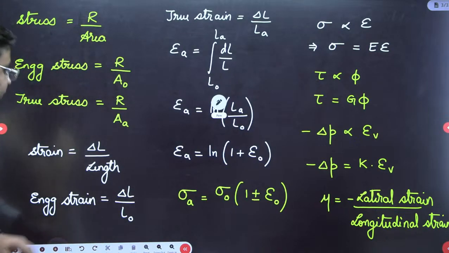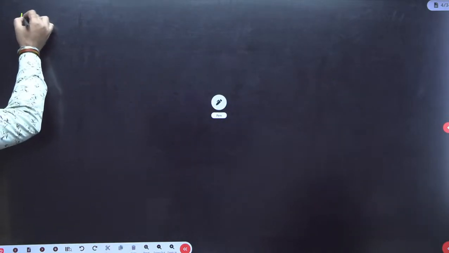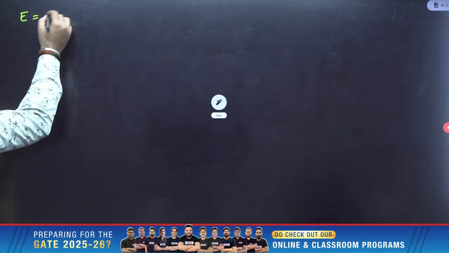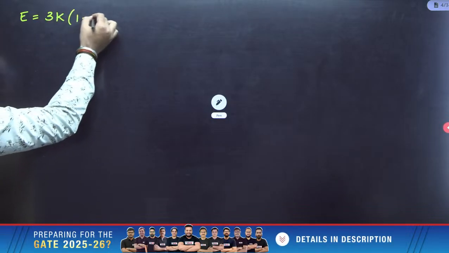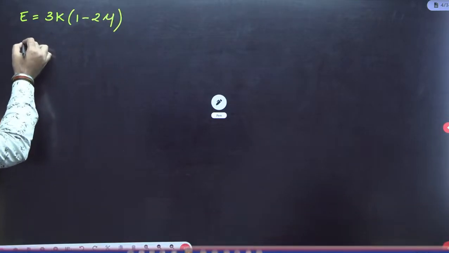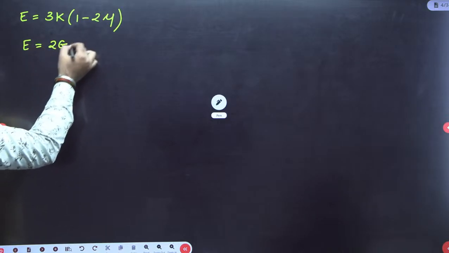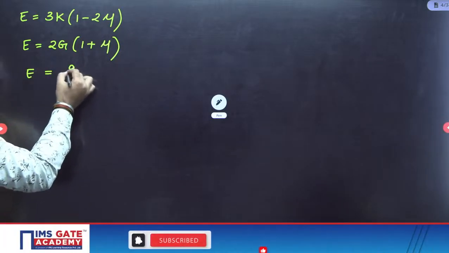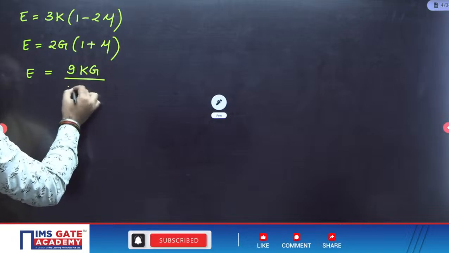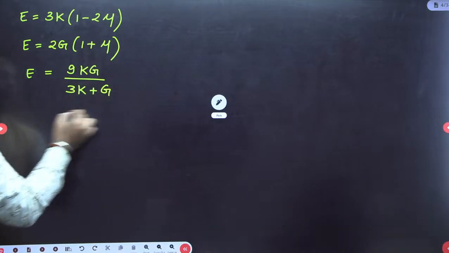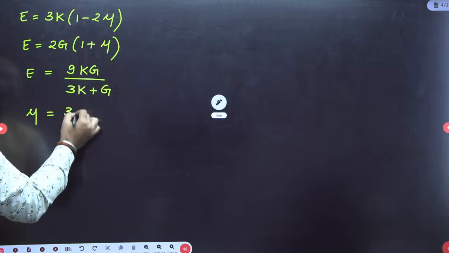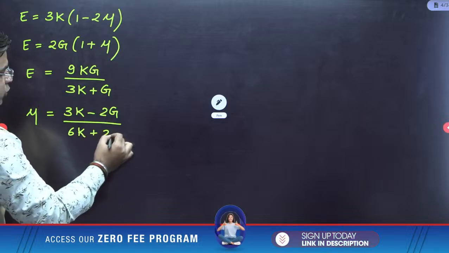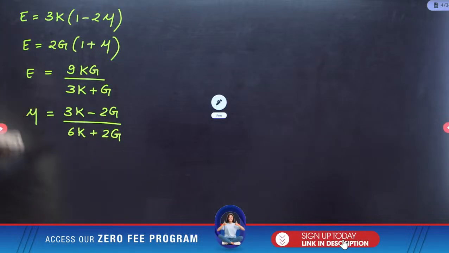Now for the relation between elastic constants, the first relation is E is equal to 3K into 1 minus 2 mu. This is the first relation. Second is E is equal to 2G into 1 plus mu. Third one is E is equal to 9KG upon 3K plus G. And fourth one is mu is equal to 3K minus 2G upon 6K plus 2G. So these are the 4 important relations between the elastic constants.